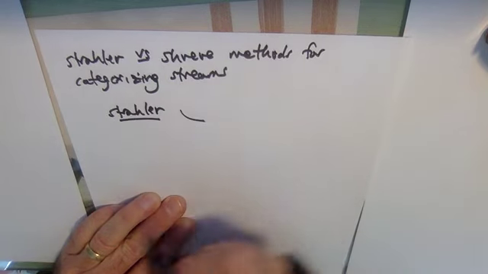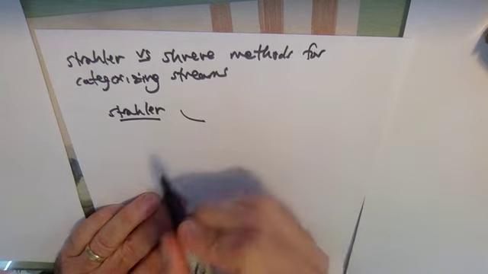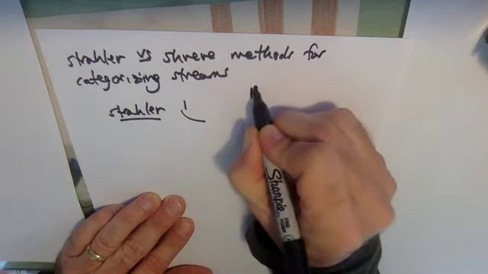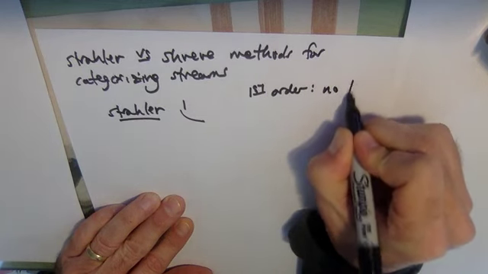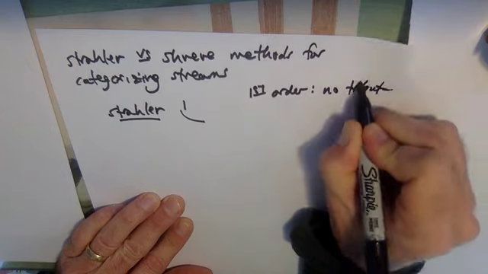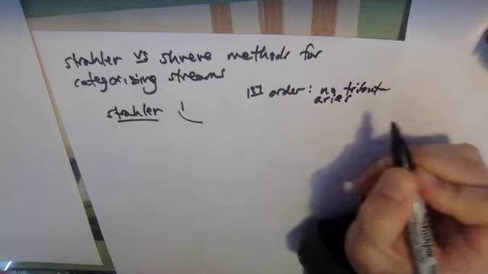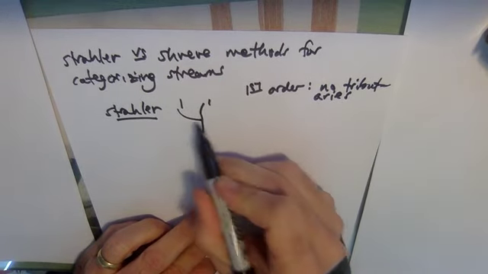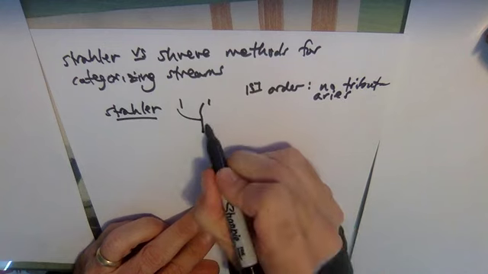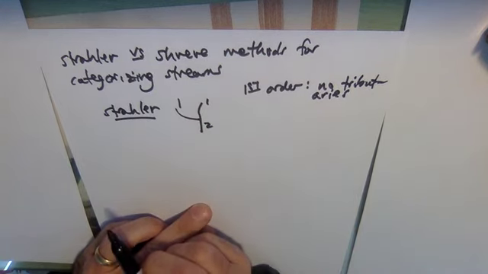says, okay, any stream that doesn't have any other streams flowing into it is a first order stream. So a first order stream has no tributaries. And so you can have two first order streams coming together, and when two first order streams come together, you get a second order stream. So a second order stream is the combination of two first order streams.